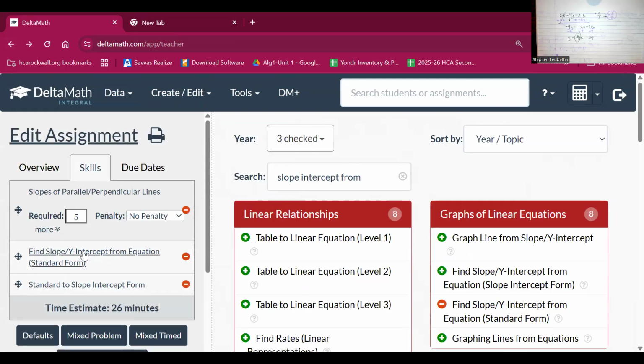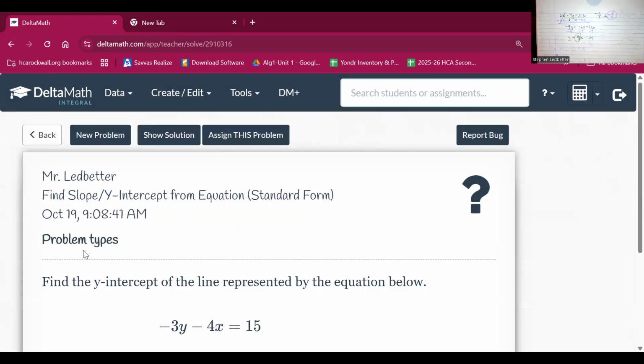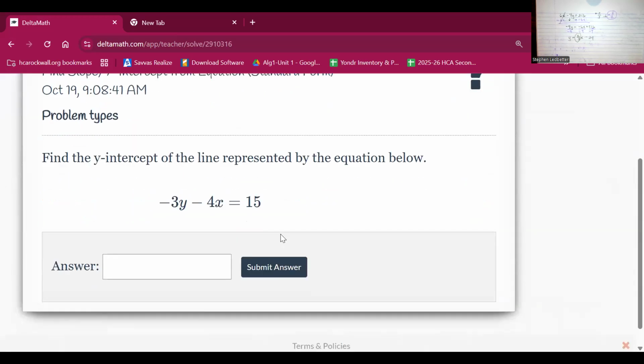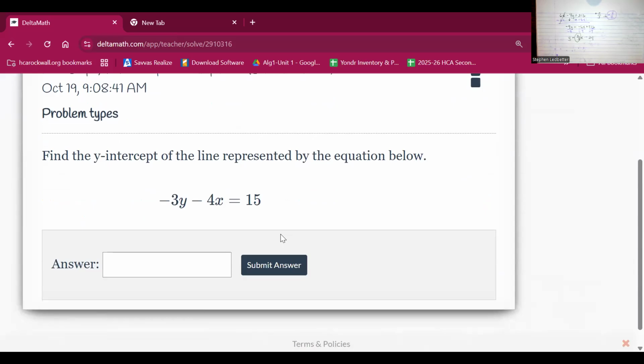The next one is find the y-intercept for the equation in standard form. Okay, so this time they want us to find the y-intercept, all right? It's the same process. Everything's the same process. We want to get y by itself, and then the number that's not with the x is the one that we want. This is pretty easy. Probably only have to do a couple of these because it's the same thing over and over. So I'm going to do this one. This one's find the y-intercept.